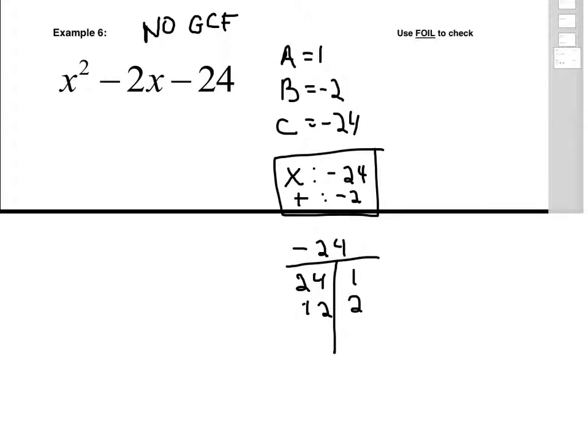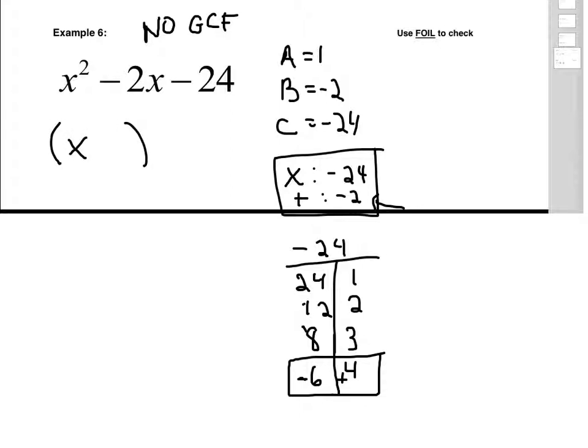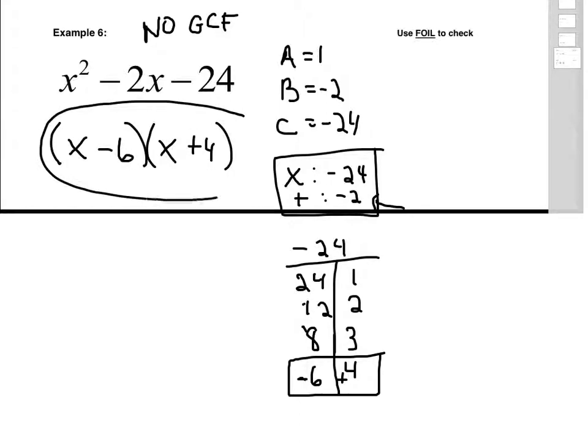And I could do, what else? 8 and 3. And I can do 6 and 4. So it looks to me like 6 and 4 is going to work because the difference of 6 and 4 is 2. So if I make the 6 negative and the 4 positive, added together, that would add to negative 2. So that's going to be my answer. So I'd put an x here, an x, and I'd be x minus 6, x plus 4. And that's all there is to it.